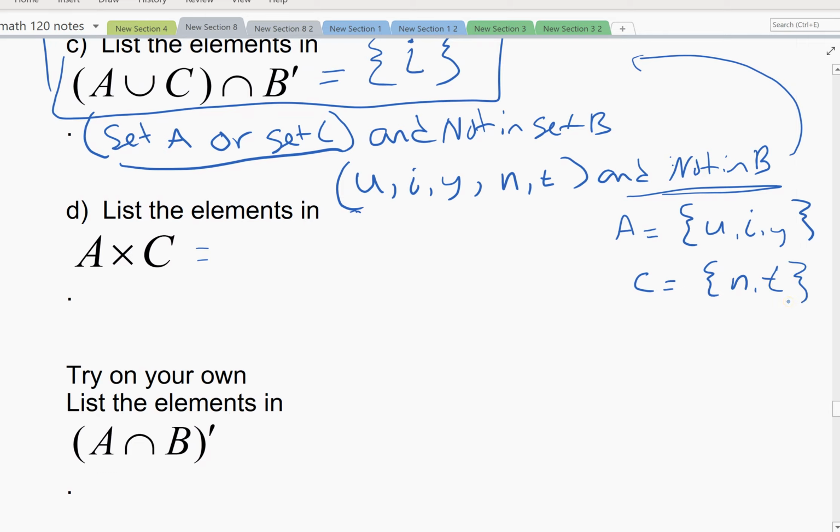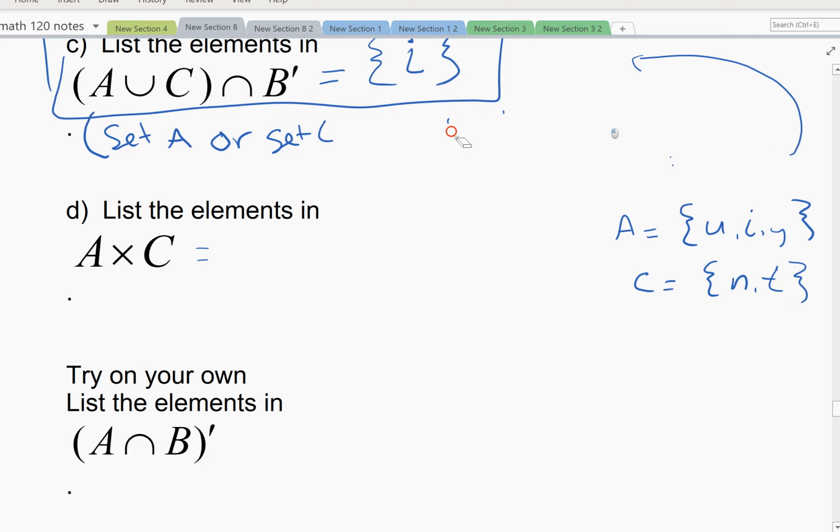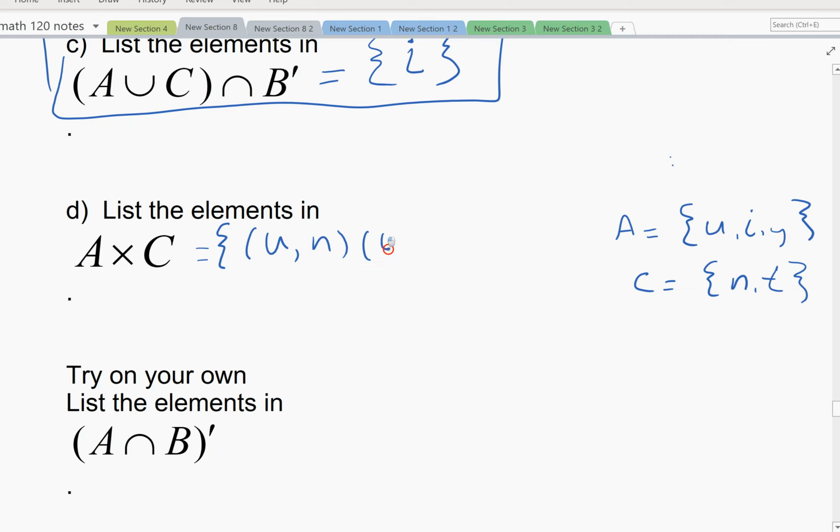So remember, when we do a Cartesian product, I pair together the elements from my first set A with the elements from my second set to get a new set with as a pair. And so, just noting the Cartesian product, there's 3 from set A, 2 from set C, so I should have 6 pairs altogether. So U gets paired with everything from C, so I have U paired with N, and U paired with T.